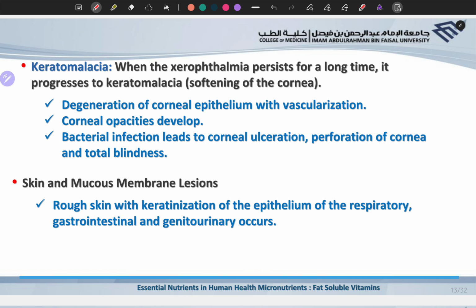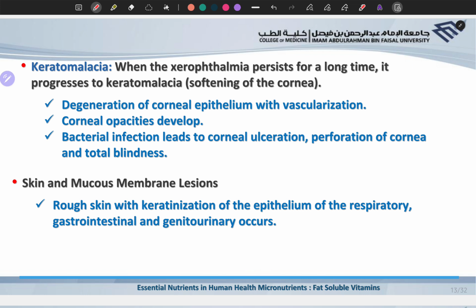This vitamin A deficiency is one of the major causes of preventable blindness in the underdeveloped countries. Is it clear? A major cause of preventable blindness. Vitamin A: what effects does it have on the skin and the mucous membrane?